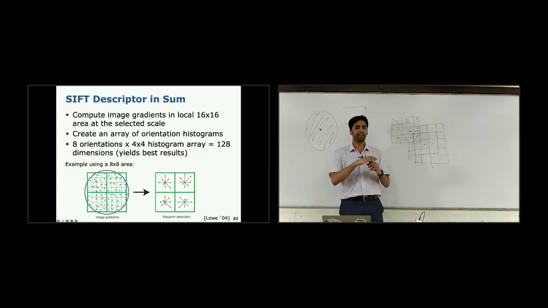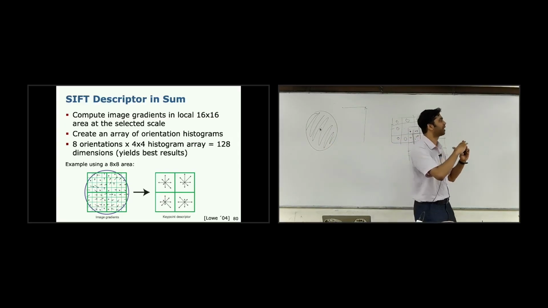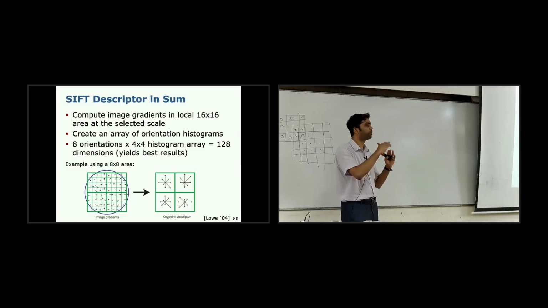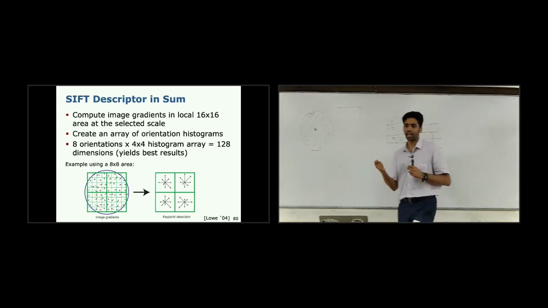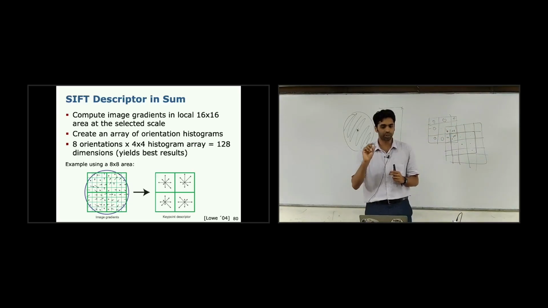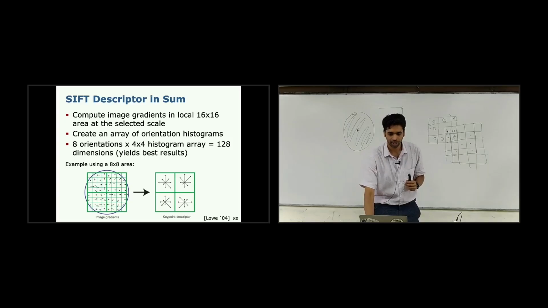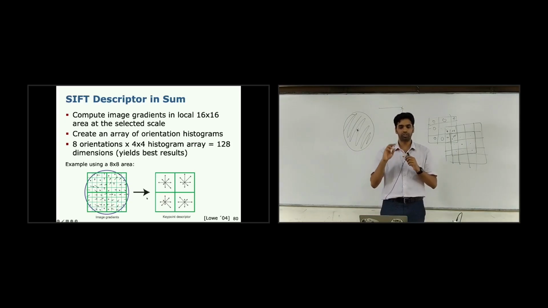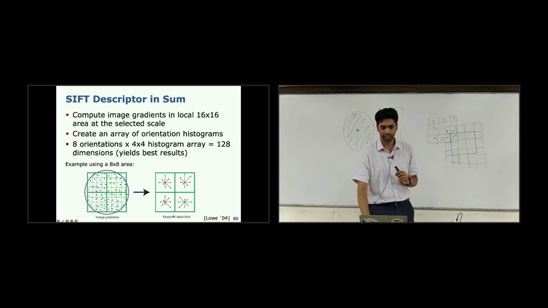So you are, in a way, digitizing, or rather a correct way would be to say you are approximating it to the nearest bin that you have. So it's a much coarser representation. And once you do this, you do this for 8 orientations and 4 cross 4 histograms. This ends up being 128 values.